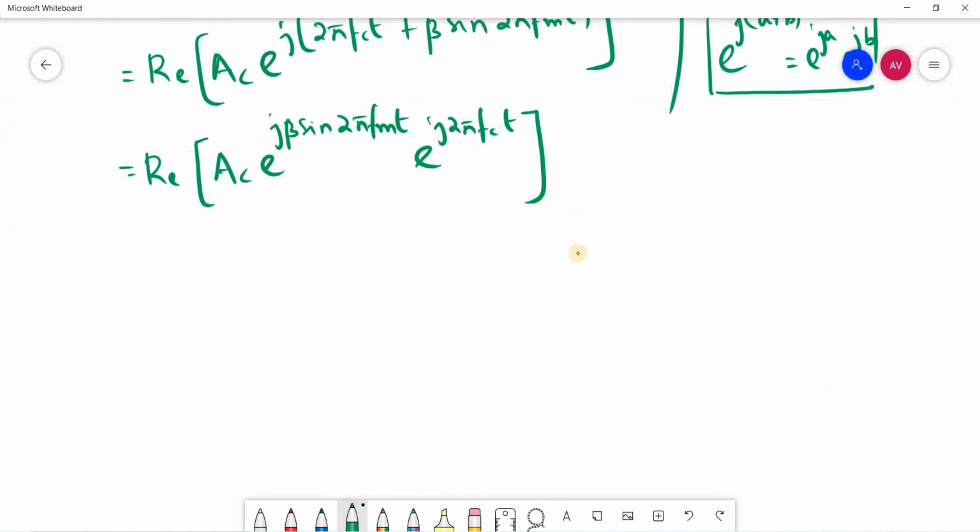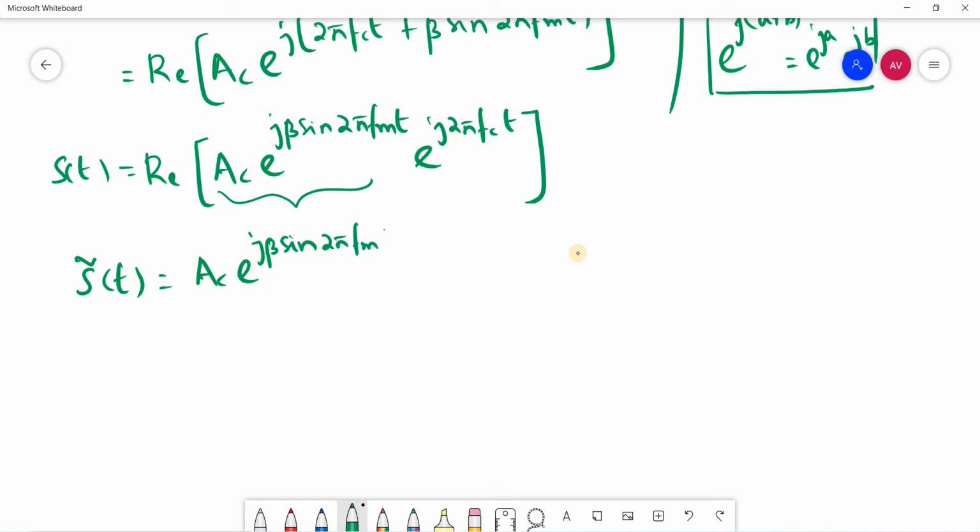The first term is Ac times e power j beta sine 2 pi fm t. This entire thing is part of s of t. If we exclude e power j 2 pi fc t from inside the argument of the real part, we get this, which I can call s tilde of t, that is Ac e power j beta sine 2 pi fm t.